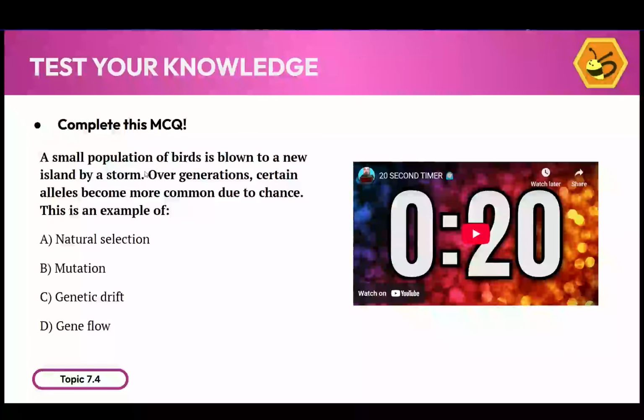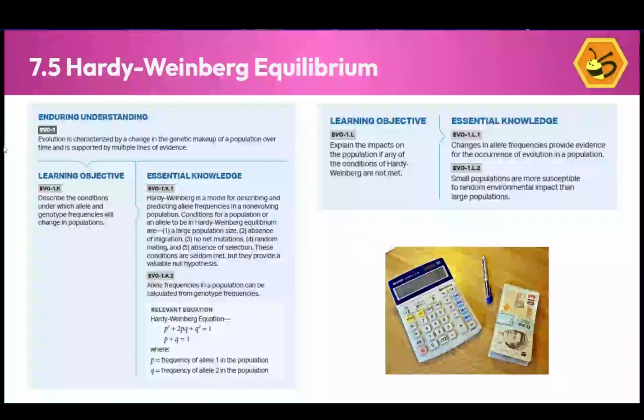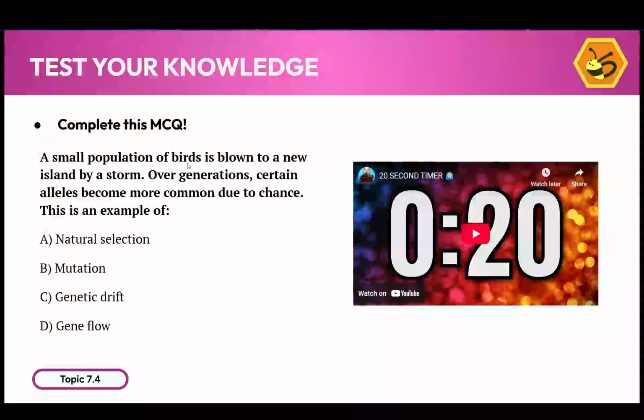Oh, so the key here is that over generations, certain alleles become more common due to chance. I think that the initial part, the small population of birds being blown away to an island, would be gene flow, but over generations, certain alleles become more common due to chance. That would be genetic drift. So I do see where you're coming from. I honestly just got this question from Quizlet and it wasn't too good. But I would say that this first part, where a small population of birds is blown away, would be gene flow. Over generations, the certain alleles becoming more common, that would be genetic drift.